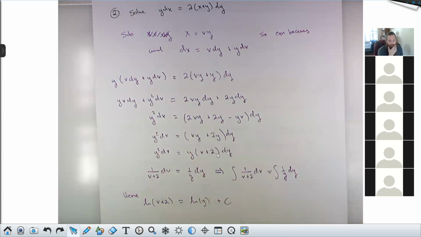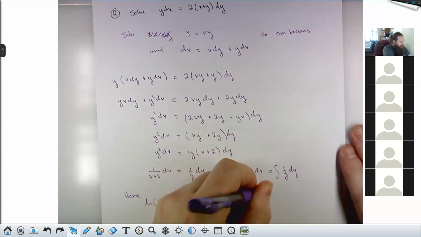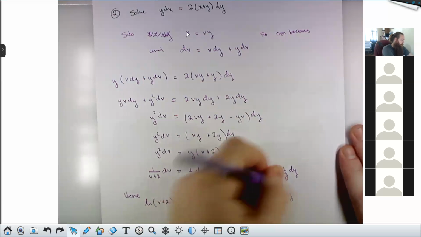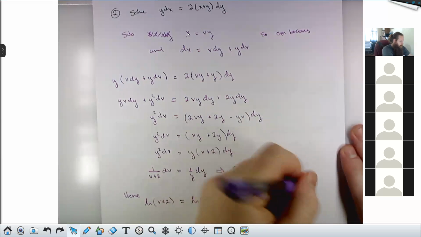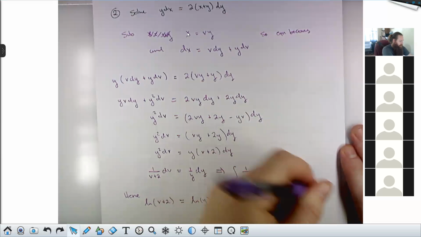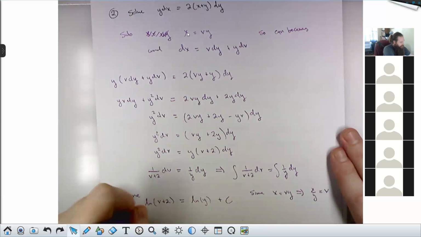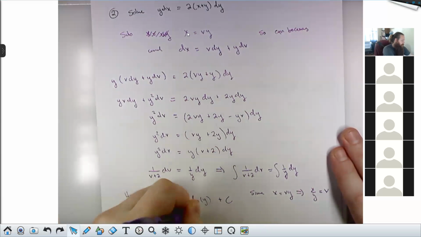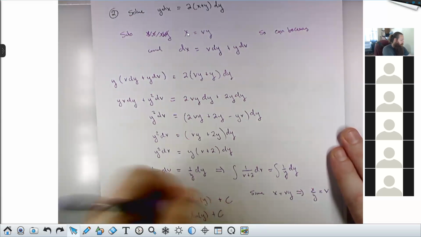Now we're almost done. What do I still need to do? Reverse the substitution. Yeah, very good. So my original equation asked about x's and y's. I've given a solution here in terms of v's and y's. So if we look back at our substitution, since x was equal to vy, we know that x over y is equal to v. So this is the natural log of x over y plus 2 equals the natural log of y plus c.